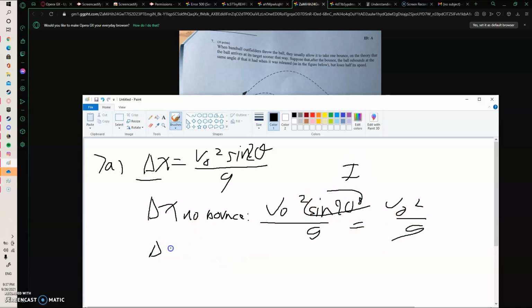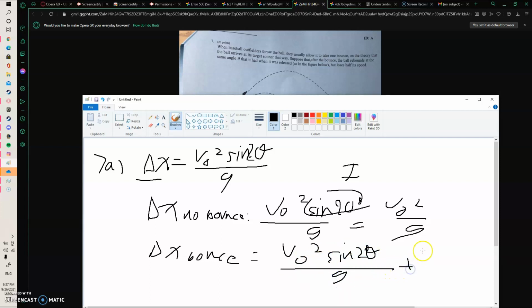And then we can calculate the delta x with the bounce, which we would use the same equation, VO squared sine 2 theta over g, and then we're just going to add this for g.